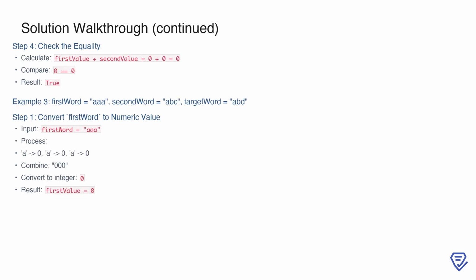At this stage, we check if the sum of first value and second value equals target value. Calculating 0 plus 0 gives 0, which is indeed equal to 0. This means the result for this example is true.